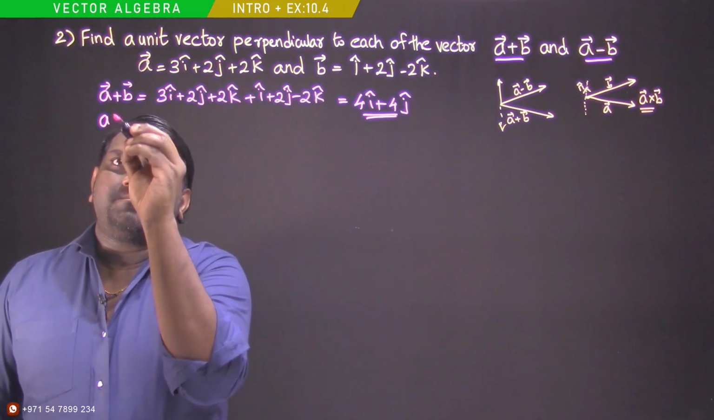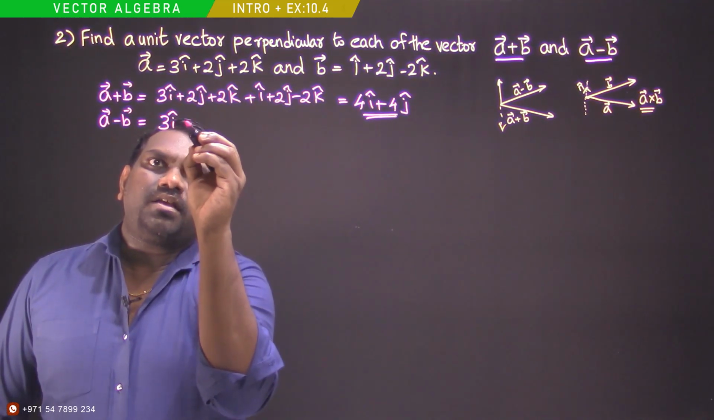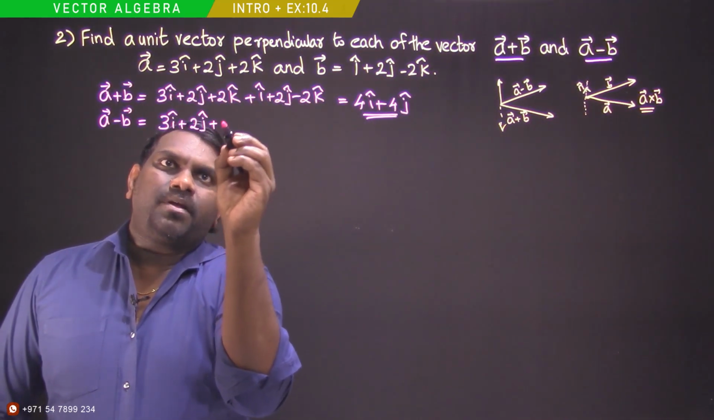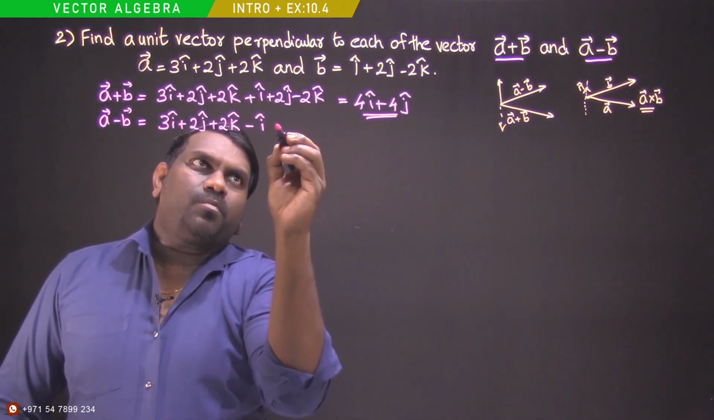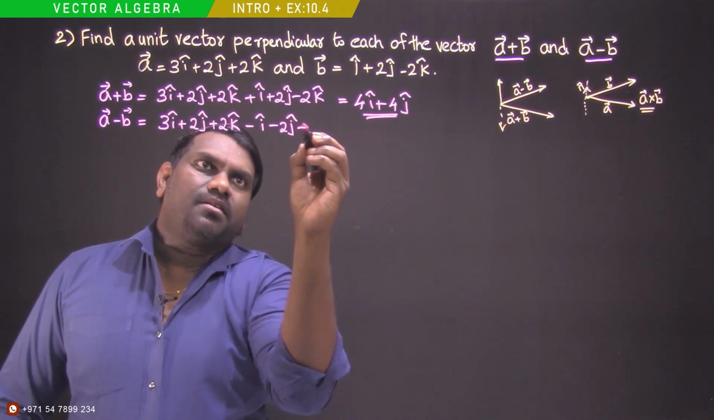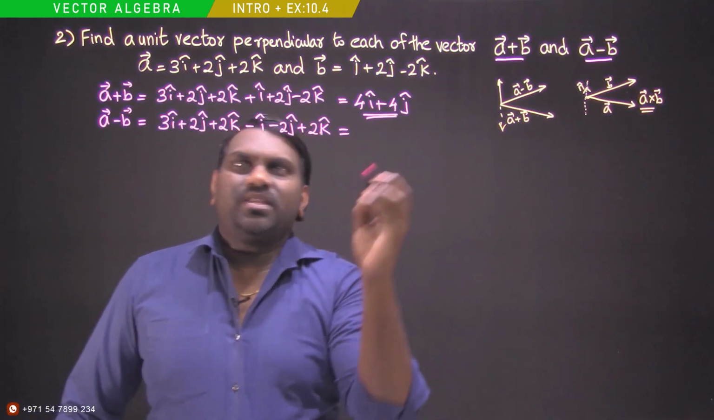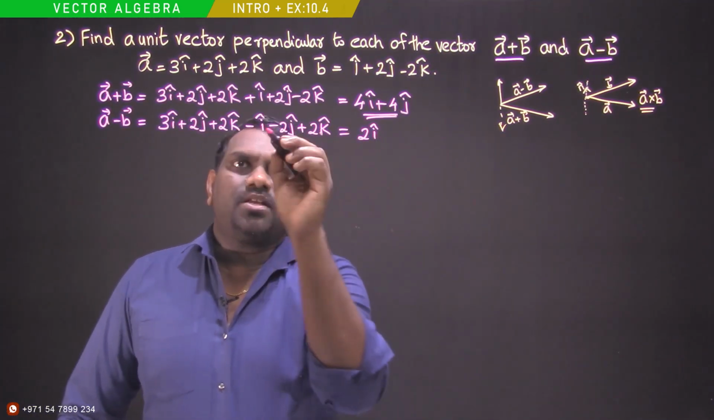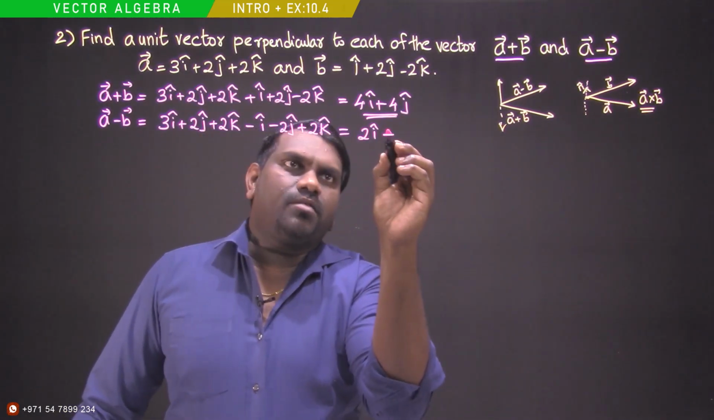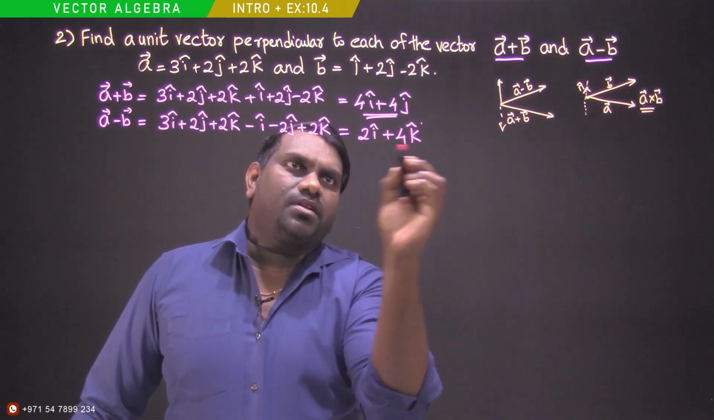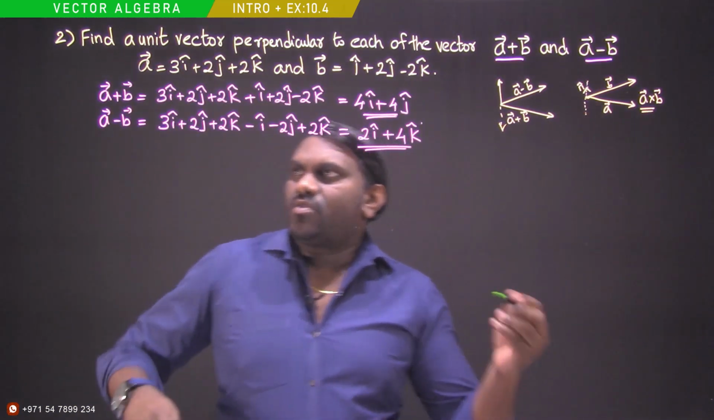And what is A vector minus B vector? That is the same thing, 3i plus 2j plus 2k, and that should be subtracted with this one. I'm not putting a bracket, I'm just going to multiply it inside, so all these signs will change. While doing this, what I will get is 2i, because 3 minus 1 is 2, then 2j and 2j will get cancelled, and then these two will give me 4k. So this is what I'm getting till now.